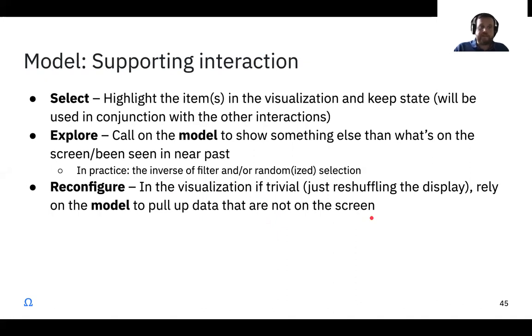Sometimes it might be tempting to preload a lot of data or stretch the browser cache as much as possible, but rely on the model to pull up data that are not on the screen that should be visible at a given time. If you reconfigure, for example, sorting, if it shows a different portion of the data set, then pull this up from the model efficiently.